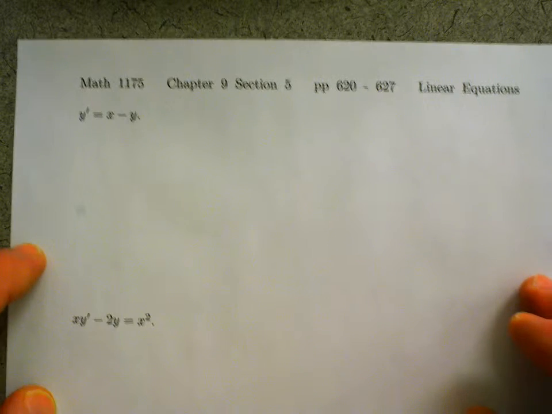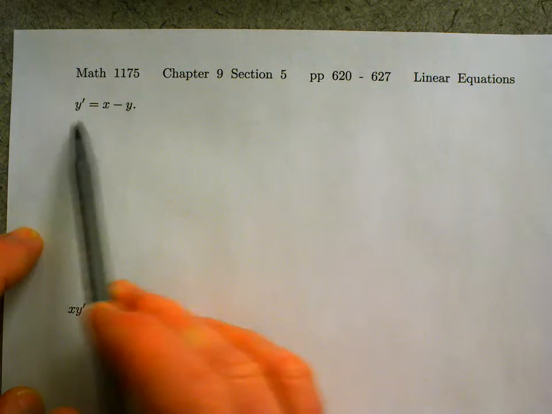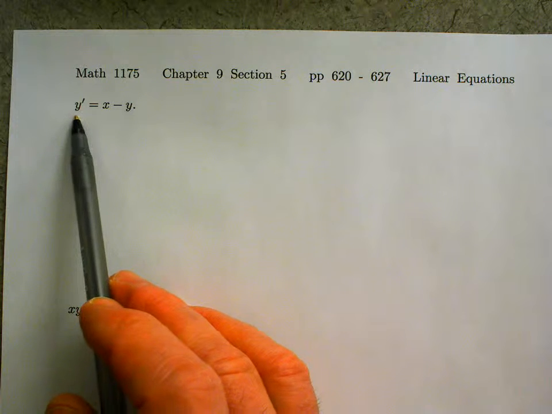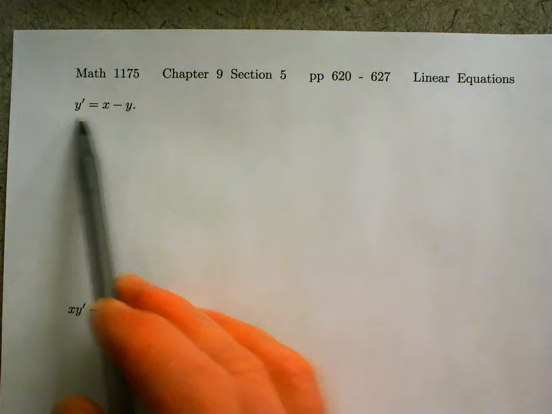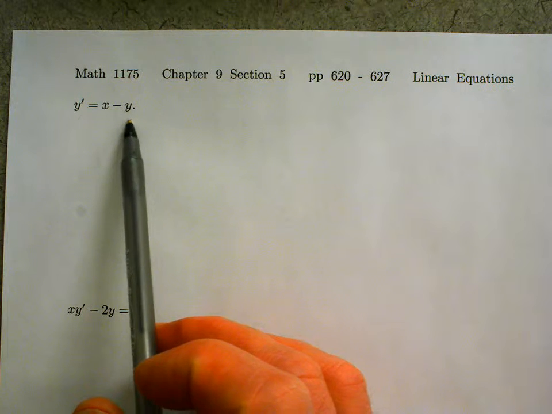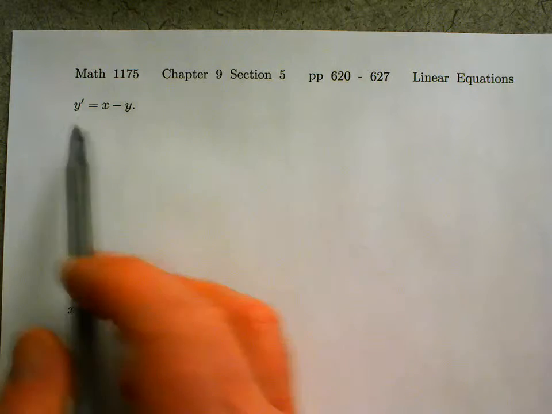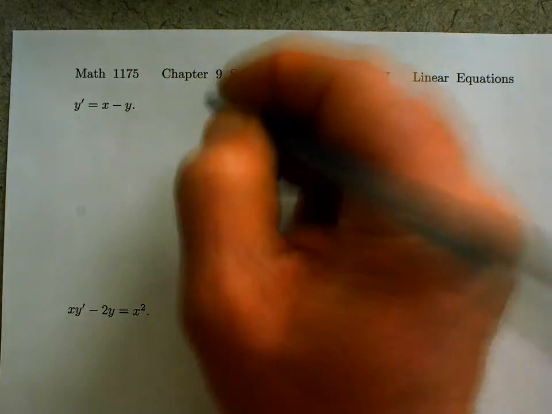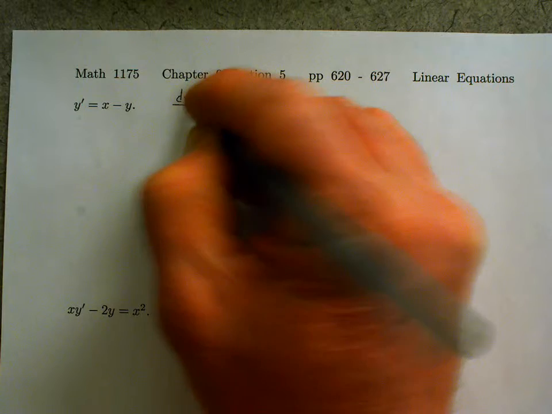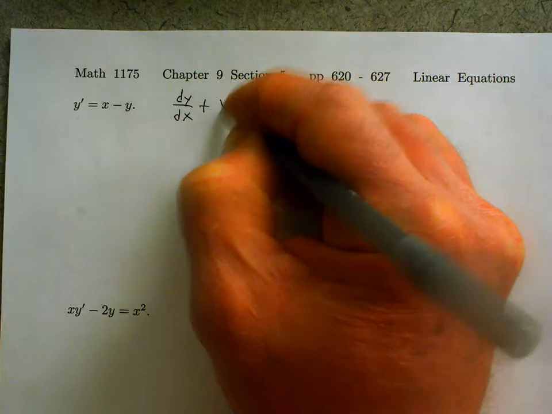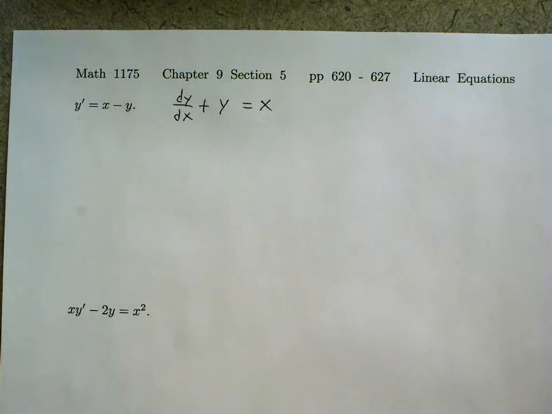Okay, here is our first example. y prime is equivalent to dy/dx if we're assuming that y is a function of x. So we'll get this into the form that we want. I'm going to replace y prime with dy/dx, and then we'll add y to both sides. Okay, so this is in the form that we want.